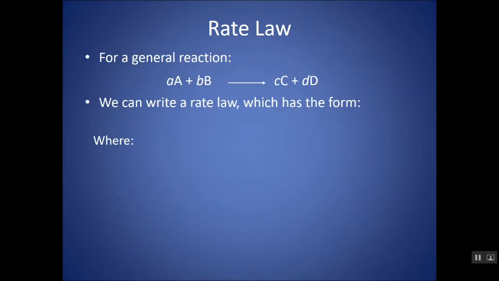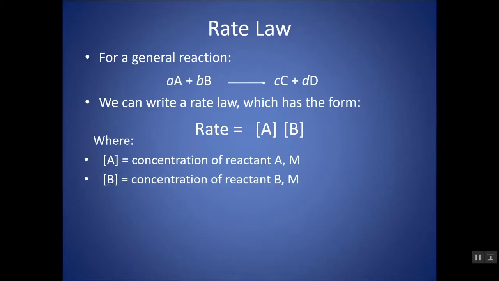So for a general reaction where I have reactants A and B turning into products C and D with some coefficients, the rate law would take a form that looks like this. You have the word rate on the left-hand side. You take each reactant that you have, in this case A and B, and put them in square brackets to denote concentration in molarity. I need a constant K, which we will call the rate constant, and it will have units, but it will depend on something called orders, which we will see soon.